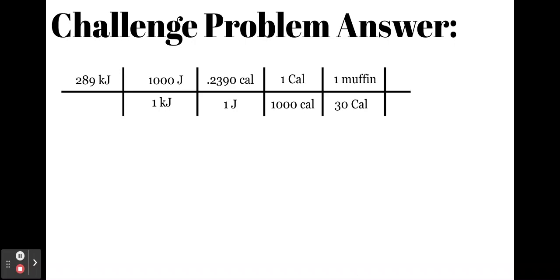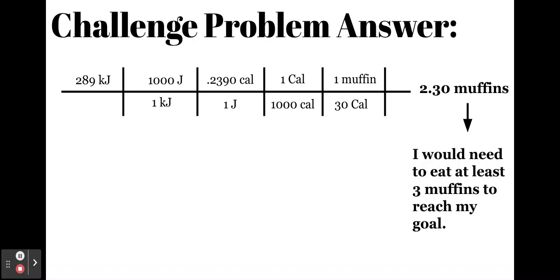So then when you multiply and divide all those across, you'll get 0.23 muffins you would need to eat in order to eat 289 kilojoules of energy, which, unless you know how to slice a muffin into exactly 2.3 muffins, you would need to eat at least 3 muffins to reach your goal of 289 kilojoules.